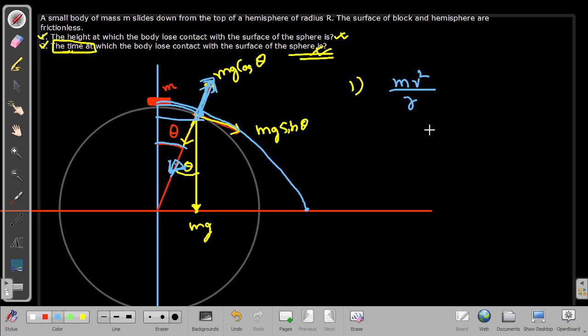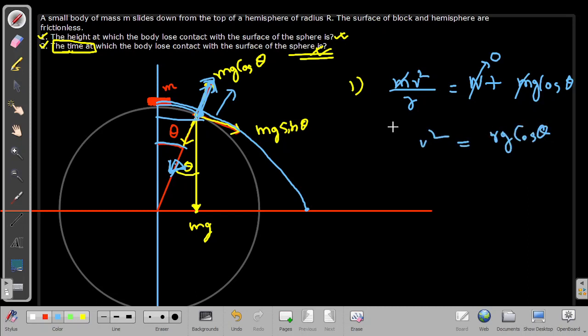Okay, let us write our first equation. mv square by r is equal to, first of all, the normal force, and secondly mg cos theta, which is the component of this towards this. I am just calculating the total normal force. What I said earlier is that the normal force has to be 0 in order to break off. So if we cancel, we get v square is equal to rg cos theta. So this is our first equation.